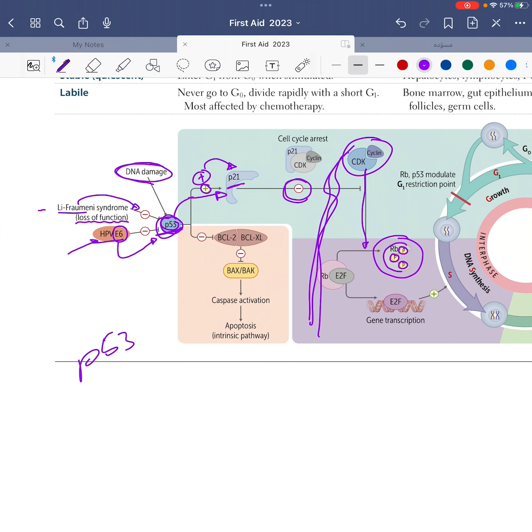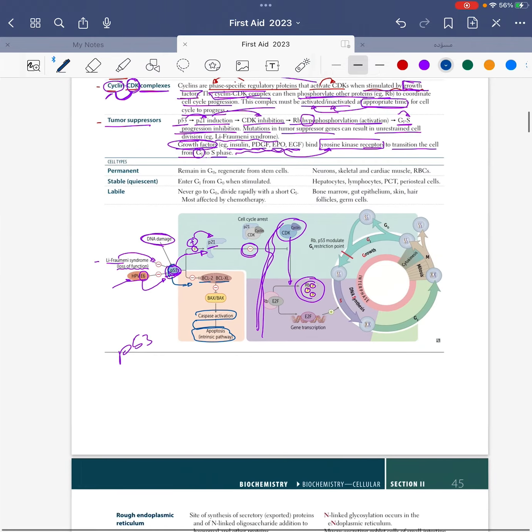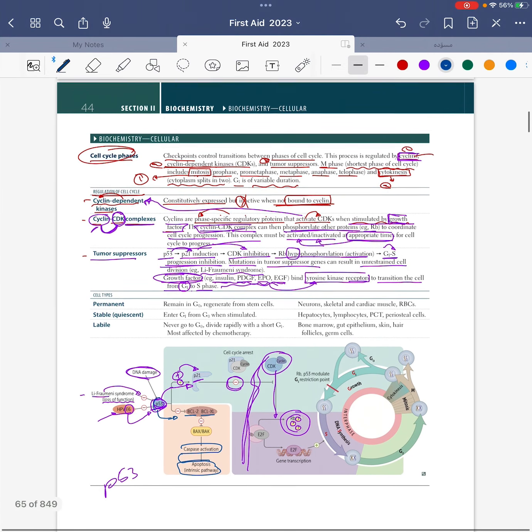Of course, one of the other things that the P53 can do is inhibit BCL2 and BCLXL, leading to the whole process of caspase activation, and that means the apoptosis. That's the intrinsic pathway of cell death. So the caspases within the cell are going to be activated and then kill the cell. And that should be it for page 44.